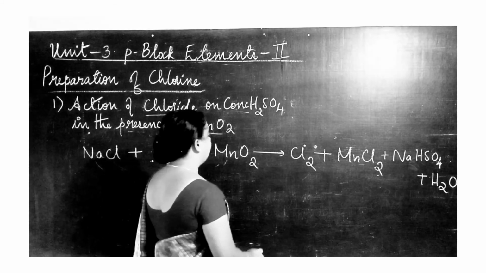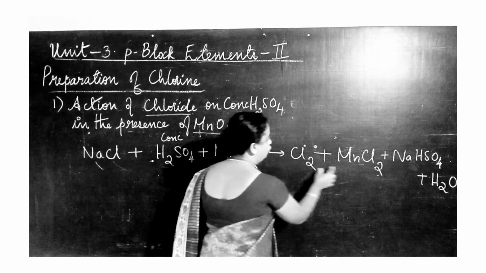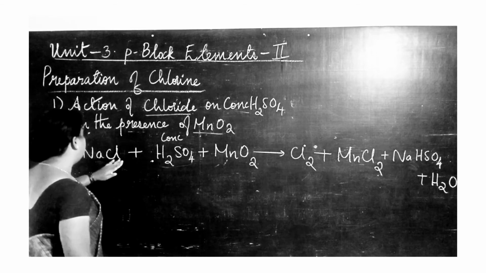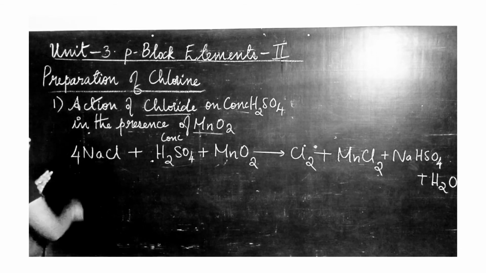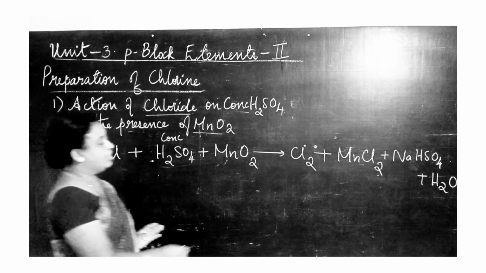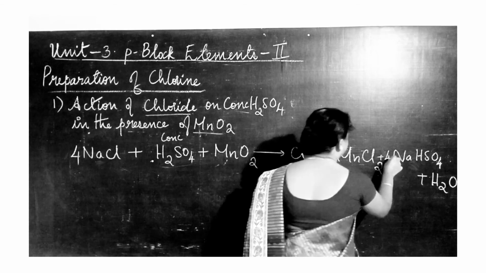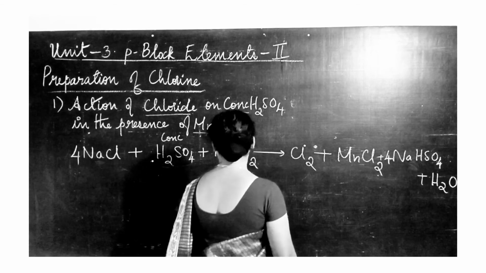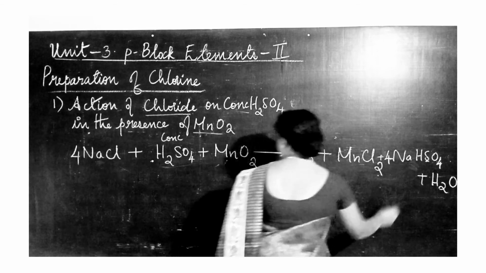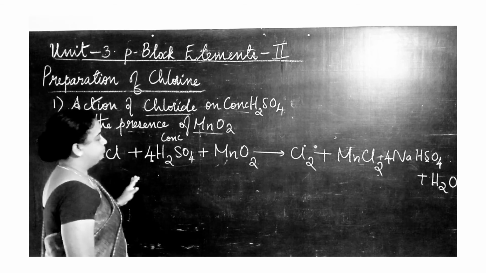Let us start from chlorine. Look at the right hand side. How many chlorine atoms are there? 2 plus 2, 4 chlorine atoms. On the left hand side only 1 chlorine atom, so to balance I put 4 here. Now on the left hand side there are 4 sodium atoms, whereas on the right hand side only 1 sodium atom, so I put 4 here. Now on the right hand side there are 4 sulfur atoms, whereas on the left hand side only 1 sulfur atom, so I put 4 here.